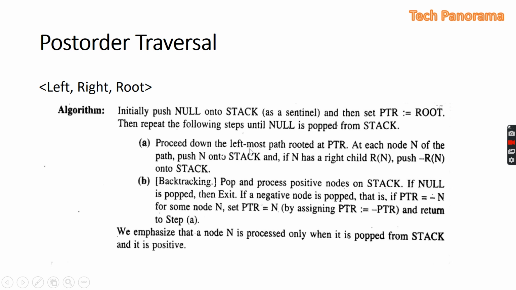The process of proceeding leftmost goes on till there is no left child. When there is no left child, we pop the element from the stack. The popped element may be positive or negative. If the element is positive, we simply process that node. But if the popped element is negative, first we convert it into positive. Then we move to step number A, where we start the same post order traversal process again. The process goes on till PTR is not null.